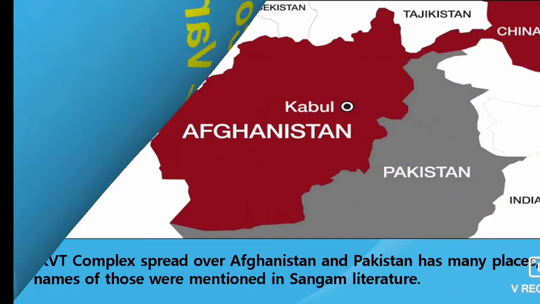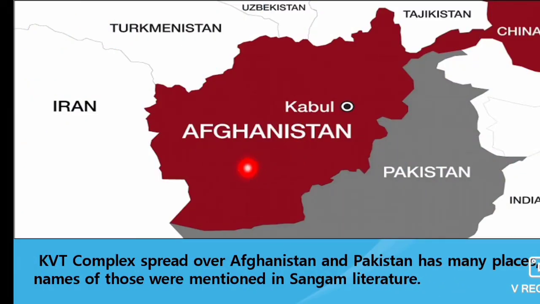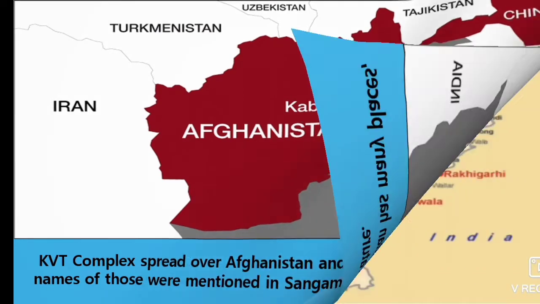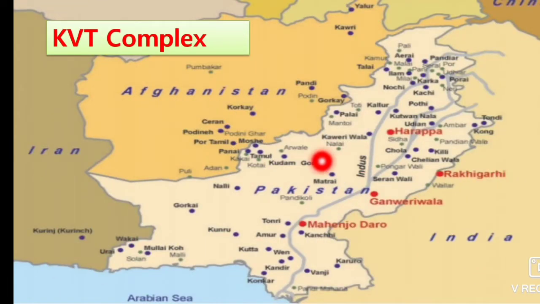Students, the KVT complex spread over Afghanistan and Pakistan has many places. Names of those were mentioned in Sangam literature. For example, Kurkai, Vanji, Todi, Madirai, Urai and Kudalgarh are the names of the places in Pakistan.